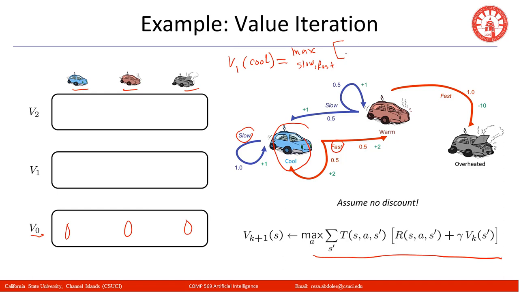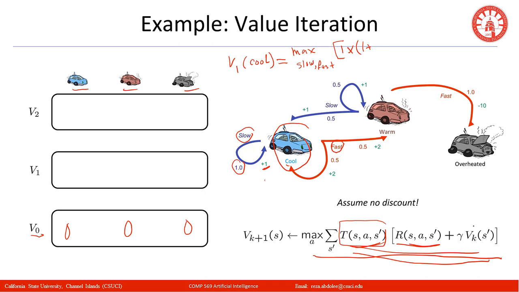So let's compute that. Let's assume that we are in state cool and the action that we take is slow. Let's compute this value. If you look at the transition function, from the cool state, if the action is slow, we only go to the cool state. So the transition probability for that situation is one. Therefore, we have one multiplied by the reward, and the reward for that is plus one.